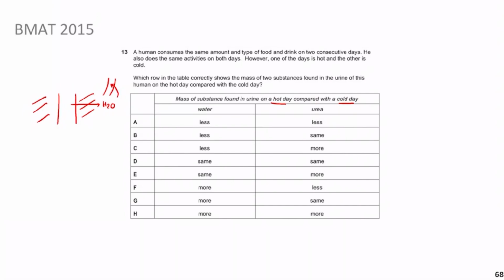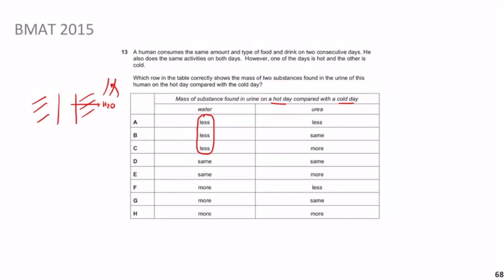And essentially, you're going to maintain a constant osmotic potential or water potential in the blood, isn't it? So if the water is seeping out of the tube, therefore, what's left in the tube is going to be less water, isn't it? So therefore, you're going to have less water in your urine on the hot days. So that's going to be less. So we've already knocked out quite a few options. And then what's going to happen to the urea?